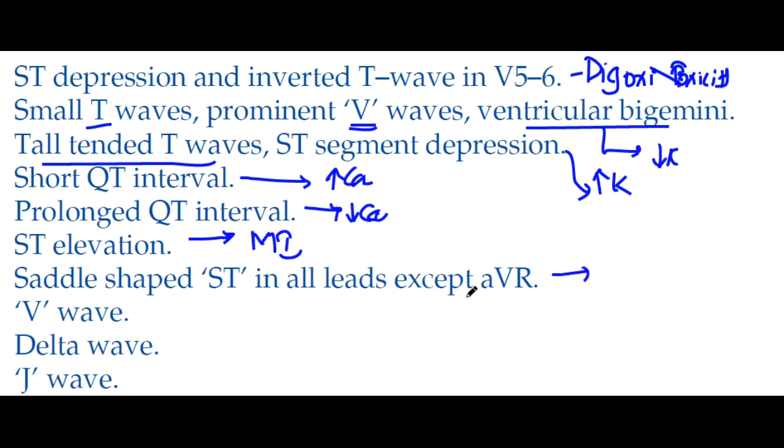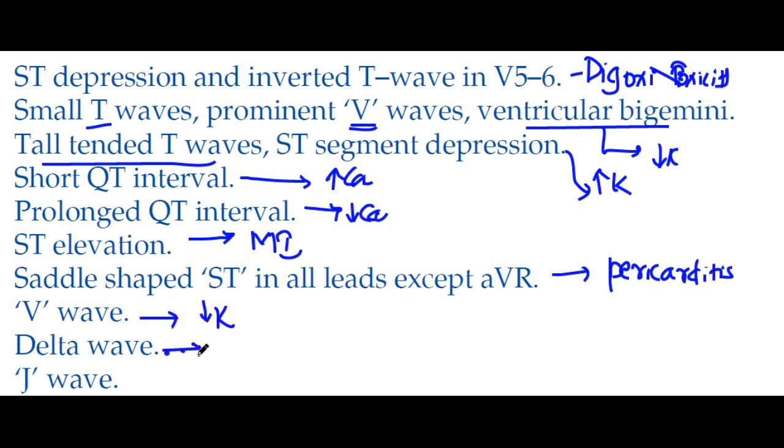Saddle shaped ST in all leads except aVR is seen in pericarditis. Saddle shaped ST segment is pericarditis. U wave, obviously, is hypokalemia.